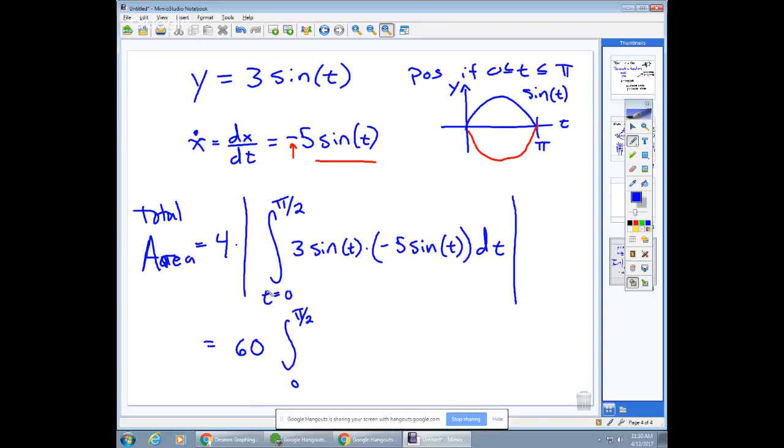And usually at first, I write the variable I'm integrating with respect to down here just to remind myself, I'm not using x, I'm not using y, I'm using t. Once I've established that, I usually don't bother writing it again. And then we get sine squared, right?